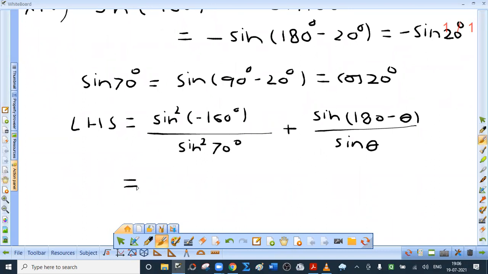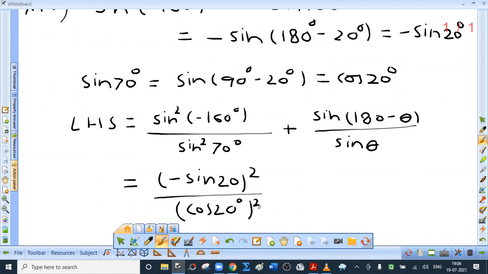So this is minus sine 20 square. And what is sine 70? Cos 20. So cos 20 bracket square. Of course, 20 degree. If you just write 20, it means 20 radian. What is sine of 180 minus theta? Sine theta.